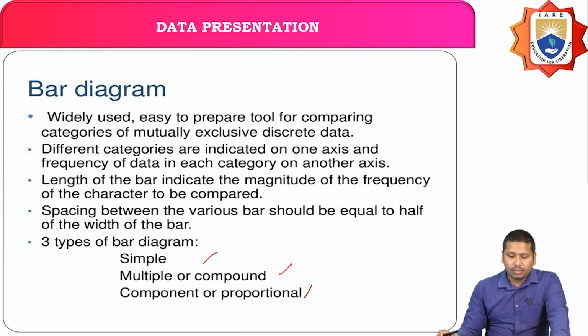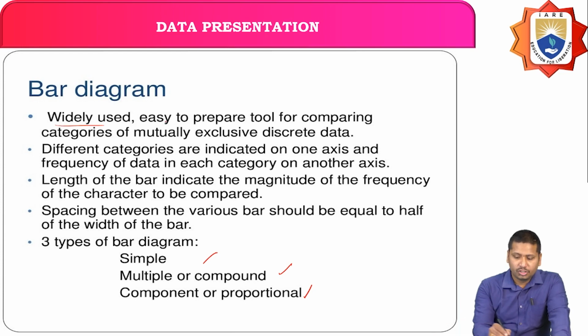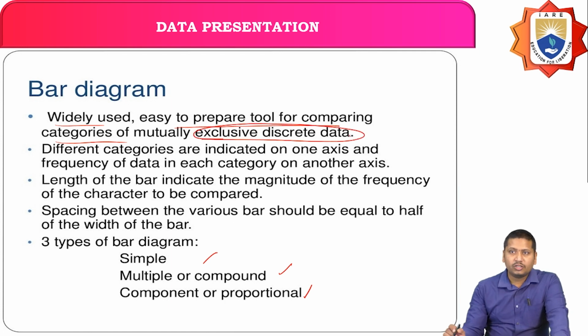So the bar diagram is the widely used one, which is used as a tool for comparing the categories of mutually exclusive discrete data, and the different categories are indicated here. One is on the x-axis, and the frequency is on the other axis. The length of the bar indicates the magnitude of the frequency of the character to be compared, and the spacing between the various bars should be equal to half of the width of the bar. And there are three types of bar diagram: simple, component, and multiple bar diagram.